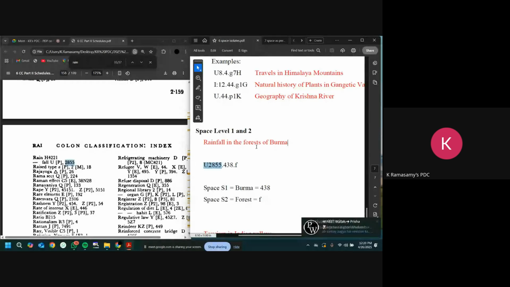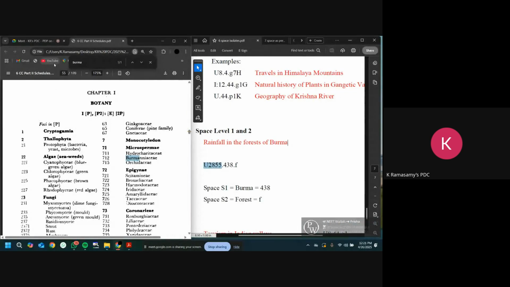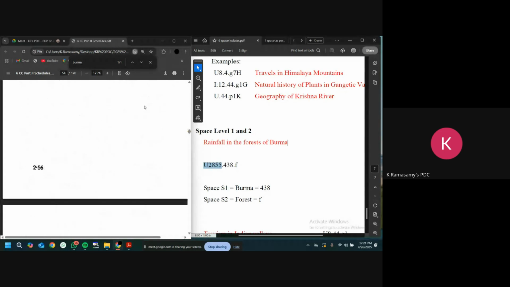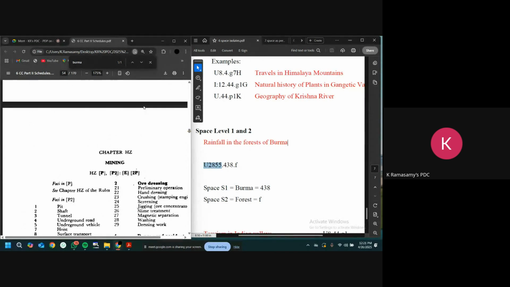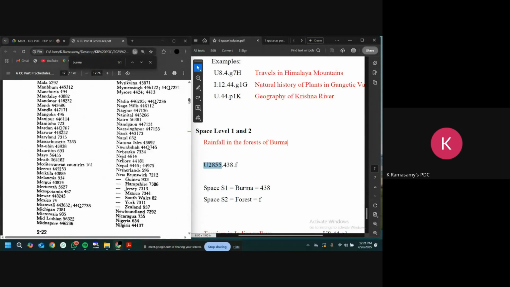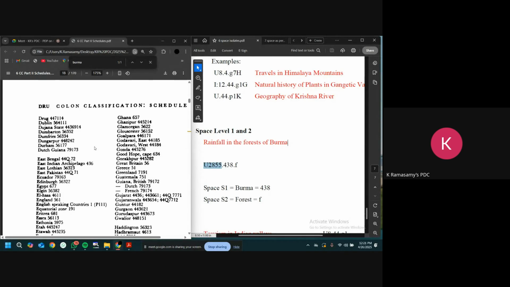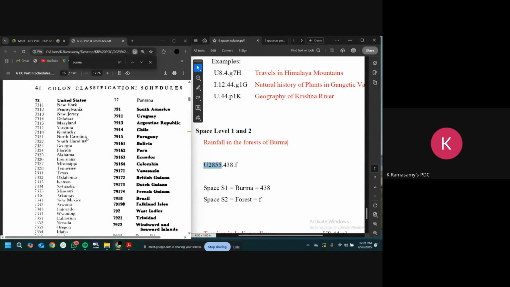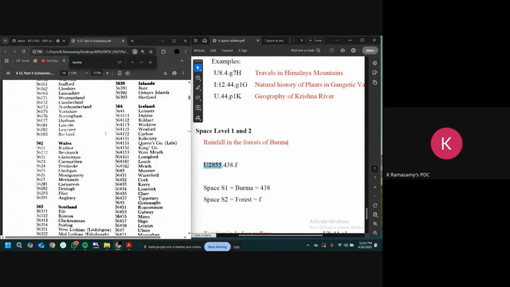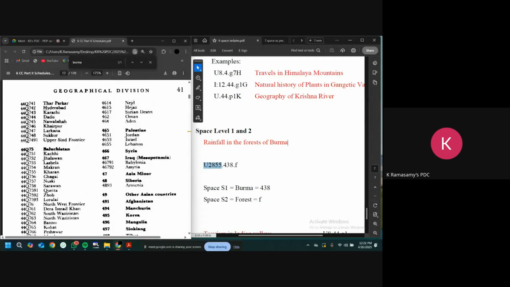Two more things are there. One is Burma, another is forest. Okay. I don't know what is the number for Burma. I went and typed in Burma. Number for Burma is 438. This index page is missing. I'm sorry for that, because in the index page, that first page is missing. I don't know why. It starts with D, no? First page is missing. But anyway, you can see here 438. I'll show you. 438 stands for Burma.